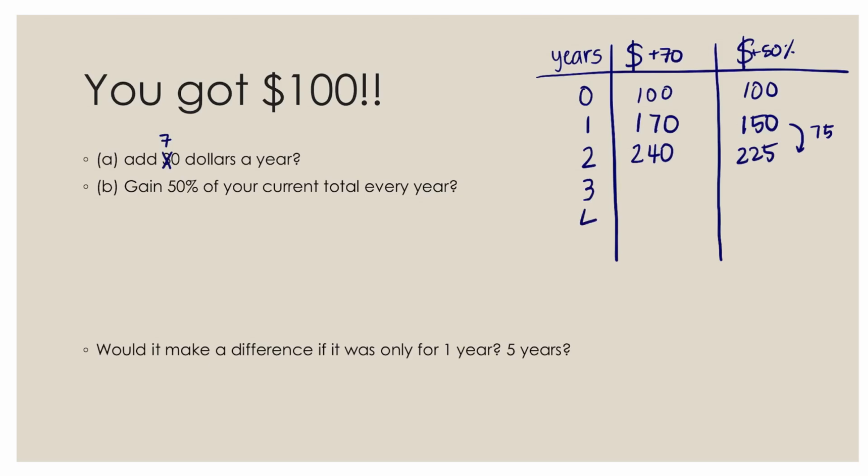Let's try it all the way to 5 years. 200, and actually that wouldn't be 200 anymore. It'd be 310. And I'll just add it while I'm at it. That'd be 450. Okay, so that's what it would look like if I added $70 a year. In this other case, let's see, 225 divided by 2 plus 225 is 337.5. And again, we divide that by 2, so we're adding 168.75. So that would be plus 337.